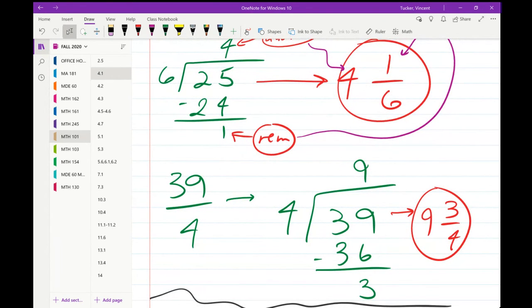Same process. 39 over 4. Take 4 and divide it by long division into 39. 4 goes into 39 9 times. 9 times 4 is 36. 39 minus 36 is 3. So our mixed number would be 9 3/4.